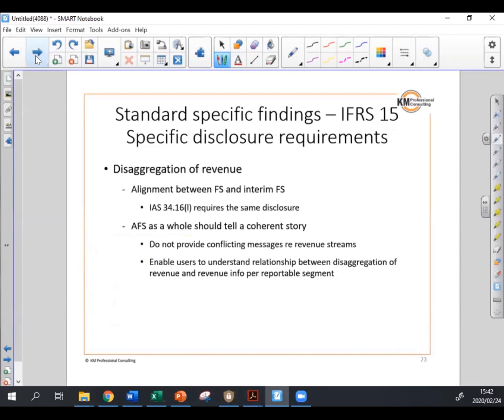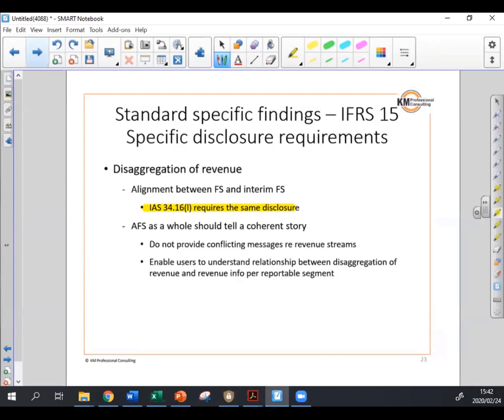Specific disclosure, we come back to this disaggregation. I've mentioned already, IAS 34 16L in the interims, give it. If it's not your interims, then at least, if you're not doing it from a listed point of view, make sure that you get in the habit of providing that info in a management pack, if it's 3 monthly or whatever it might be.